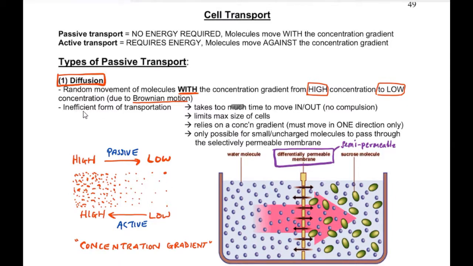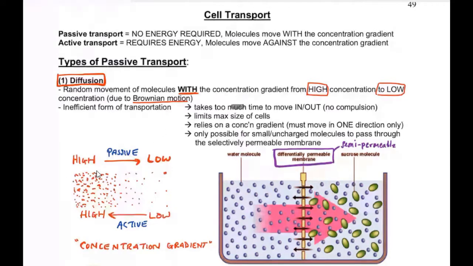It's somewhat inefficient if you are a cell that's trying to get a product either into you or out of you and you don't have a lot of time. Like you need the oxygen in order to run cellular respiration. And if the oxygen doesn't get there in time, you can't make energy. So under some cases, you want to be able to have some compulsion to move things across. But in this case here, there's no compulsion. However long it takes is how long it takes.